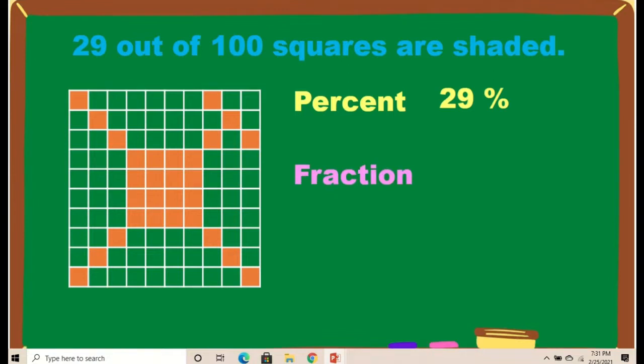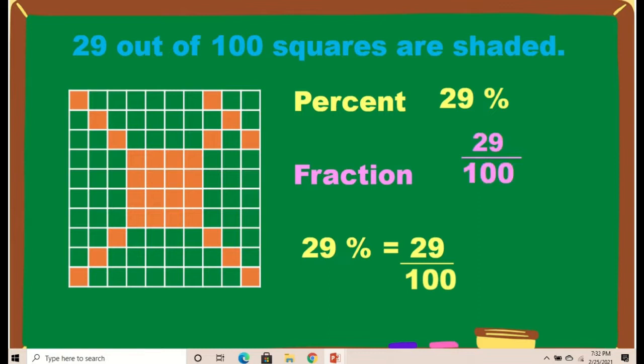How about in fraction? Change percent to ratio. It will become 29 to 100. Use the second term, which is 100, as denominator. Change the colon to fraction bar. 29% is 29 over 100 or 29 hundredths.